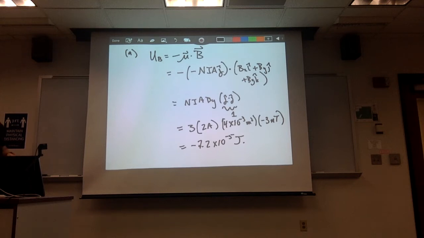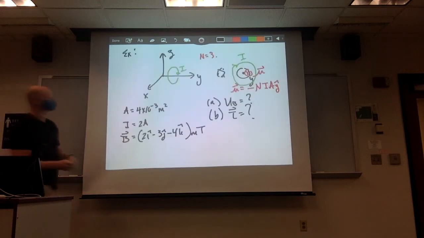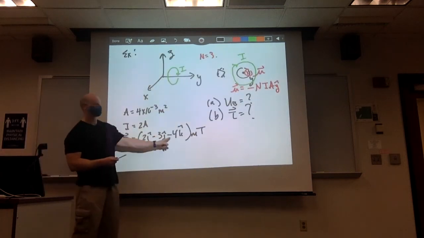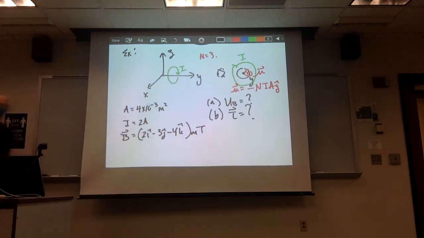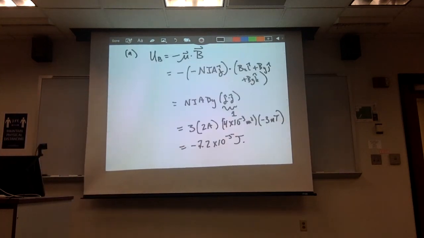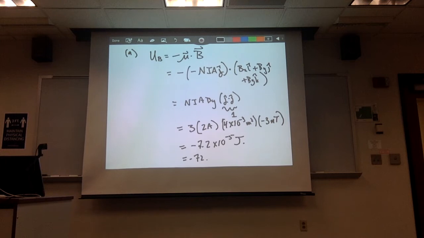You have the negative 3? So the negative 3 comes from the B. In this case, we're looking at the Y component, so that's negative 3 milliteslas. That's where the negative 3 comes from. Or I can write this as negative 72 microjoules. It'd be the same thing. Okay?